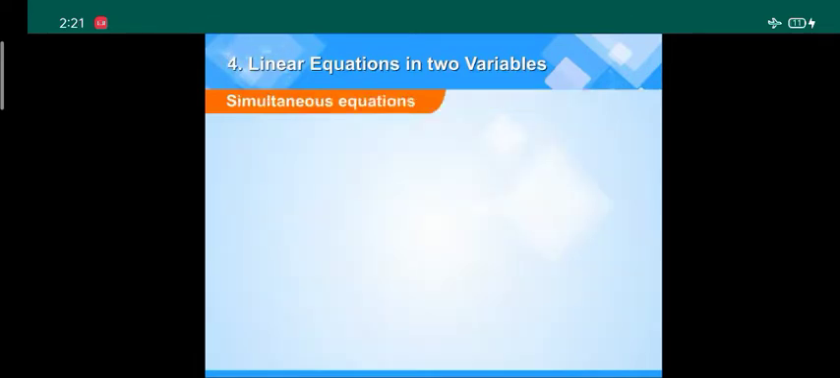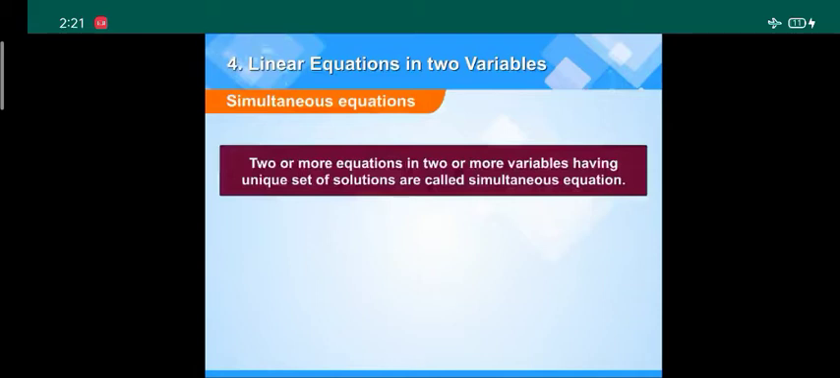Equations. Two or more equations in two or more variables having a unique set of solutions are called simultaneous equations.